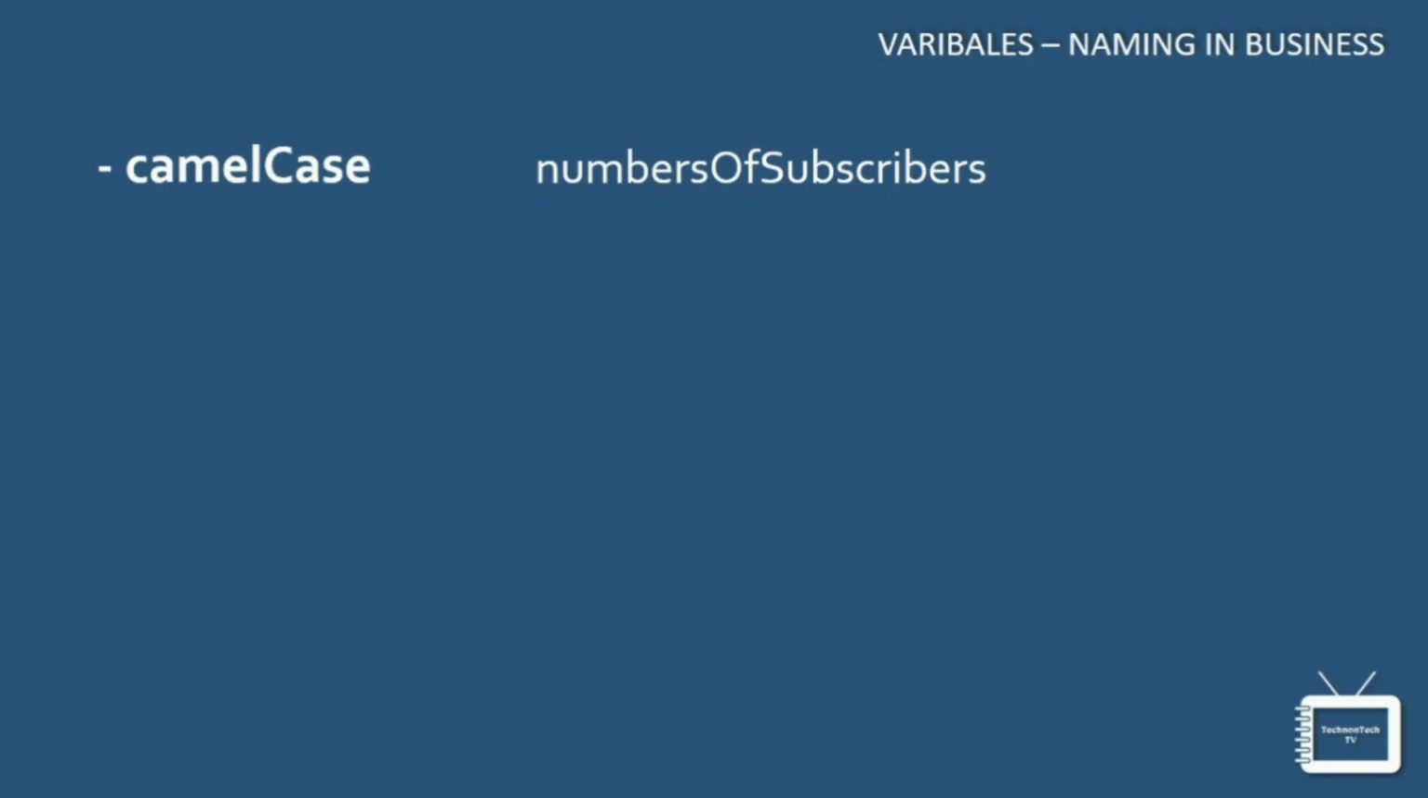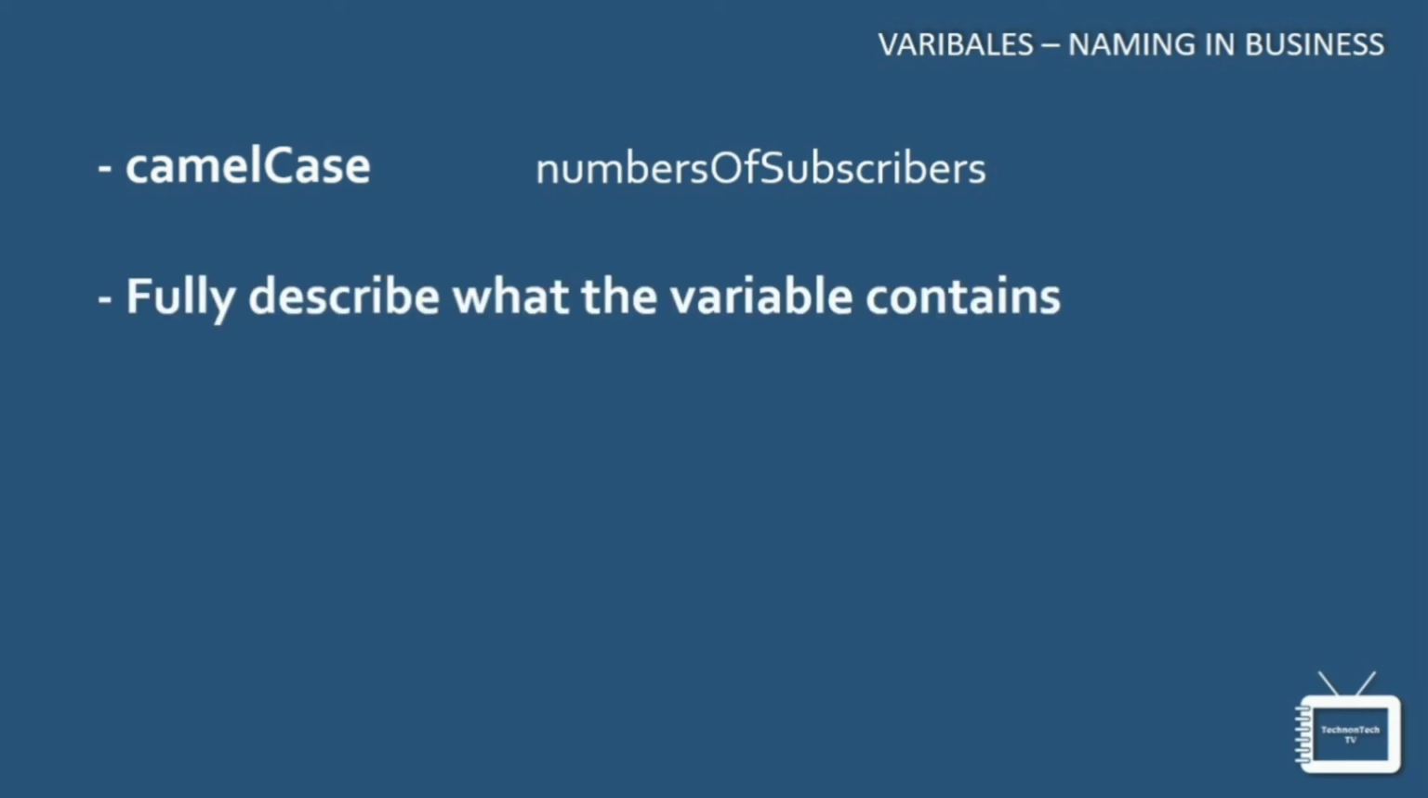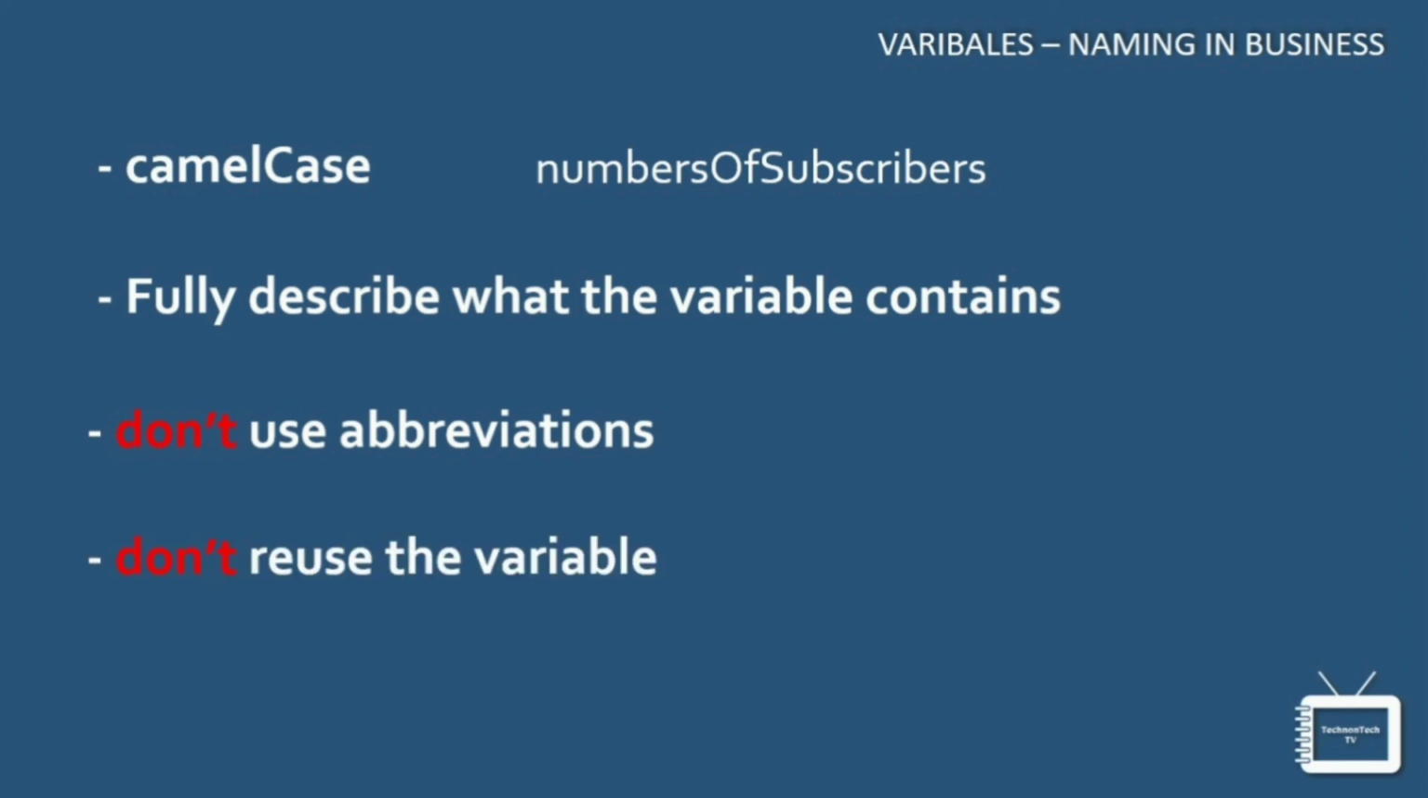And the next one is that the variable names should fully describe what the variable contains. So don't name the variable like XYZ or A or B or C. Instead use meaningful names. If you go back to your code a week later, you will hardly remember what A or B or C means. Next point is do not use abbreviations. If you can avoid them, use long variable names instead.